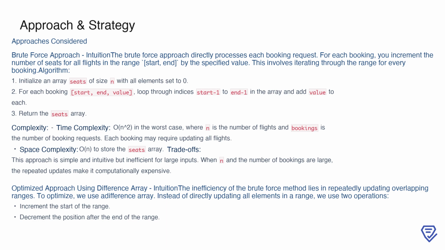The algorithm involves initializing an array to hold the seat counts, then iterating through the range for each booking and applying the updates. While this method is simple and easy to understand, it has a significant drawback.